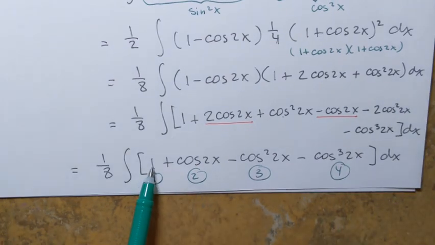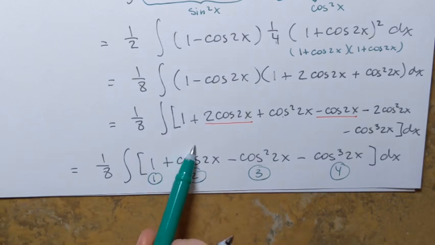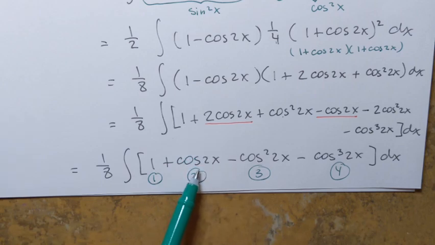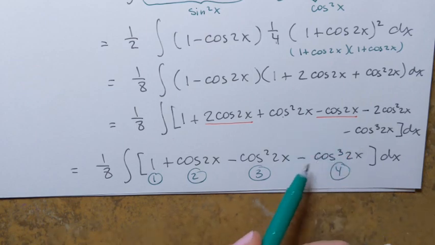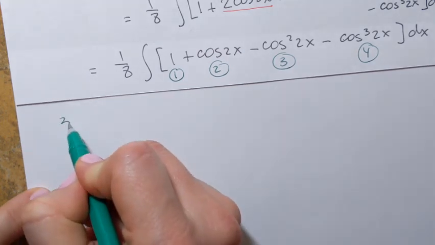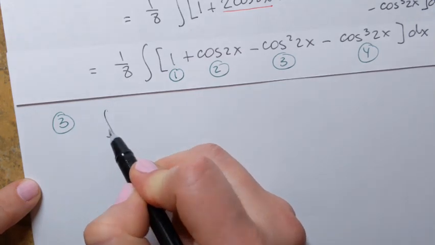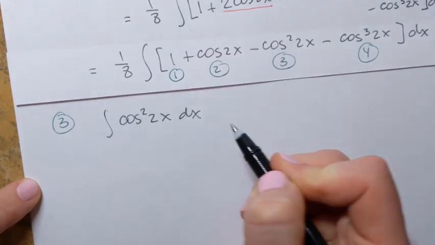Now, integral of 1 is just x. Integral of cosine of 2x is just the basic u substitution, so I'm going to write down the answer. It's going to be 1/2 sine of 2x. But those two, we're going to integrate on a side. It's going to be our scratch work. So I'm going to do part 3 here on the side. So that's integral of cosine squared of 2x dx.